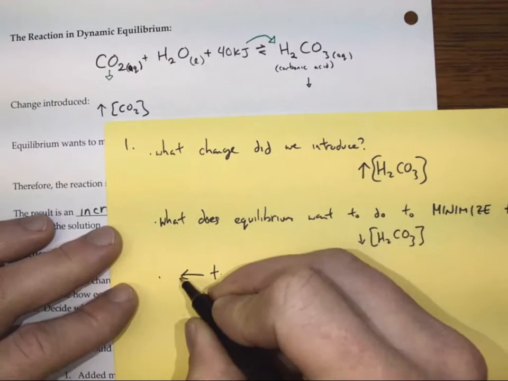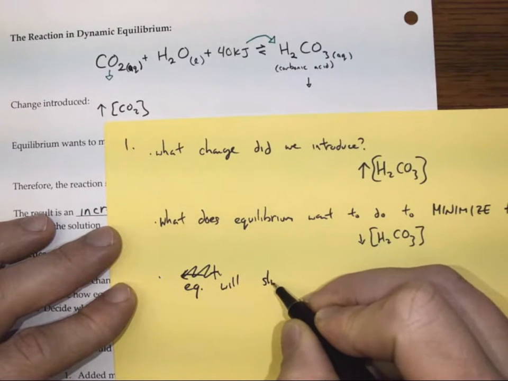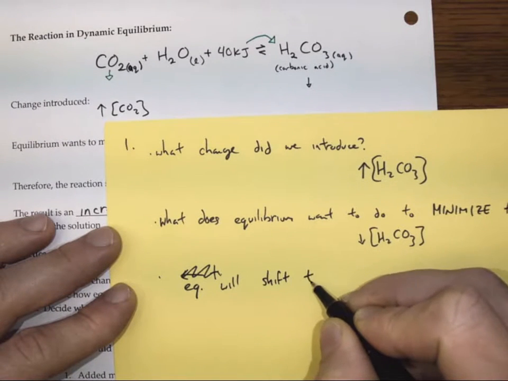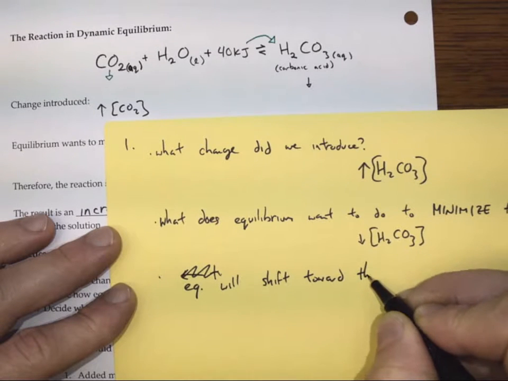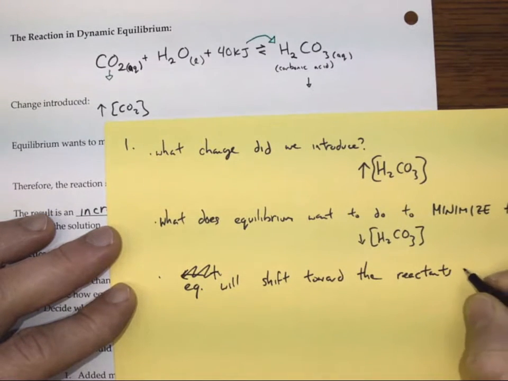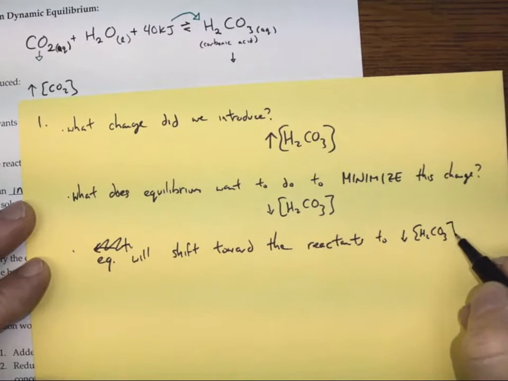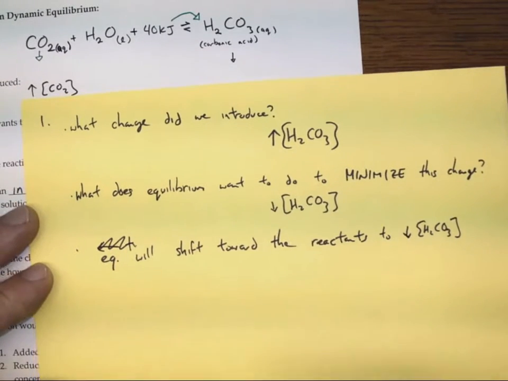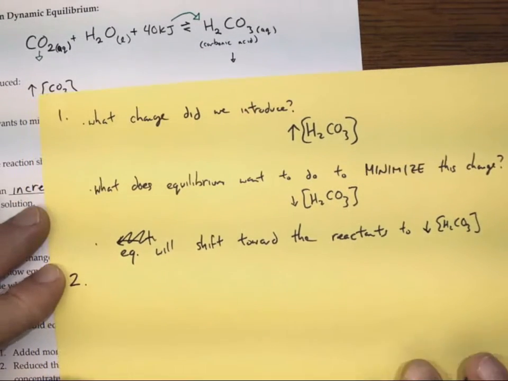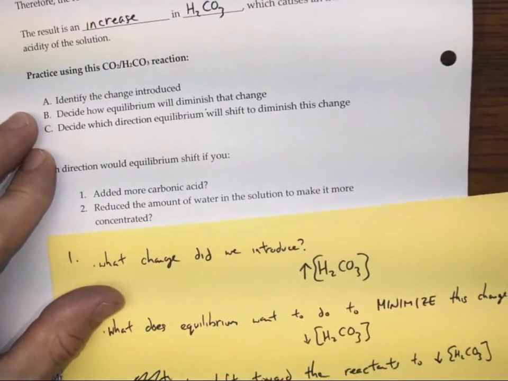So I'm going to write that as a sentence. Equilibrium will shift toward the reactants to decrease H2CO3, the carbonic acid concentration. Okay. Question 2. What if we reduce the amount of water in the solution to make it more concentrated?